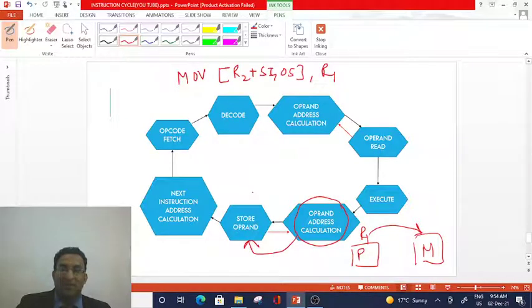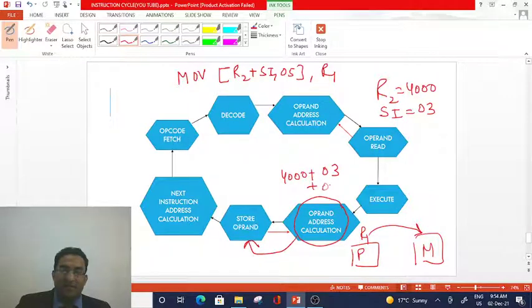After the operand address calculation, the value will be stored in this particular memory location. Let us suppose R2 is having 4000 and SI is having 03. So basically the operand address calculation means 4000 plus 03 plus 05. So the address will become 4008. The R1 value will be stored at that particular location, that is 4008.